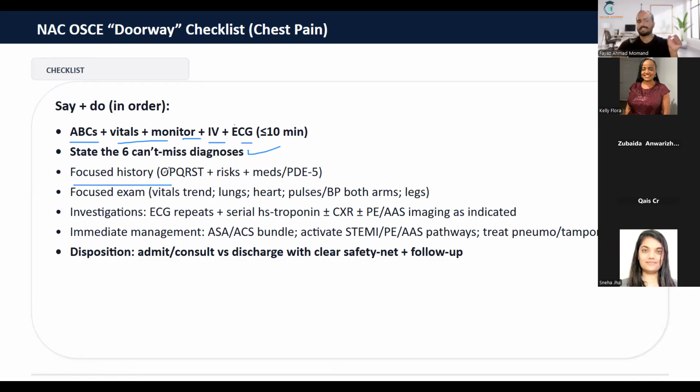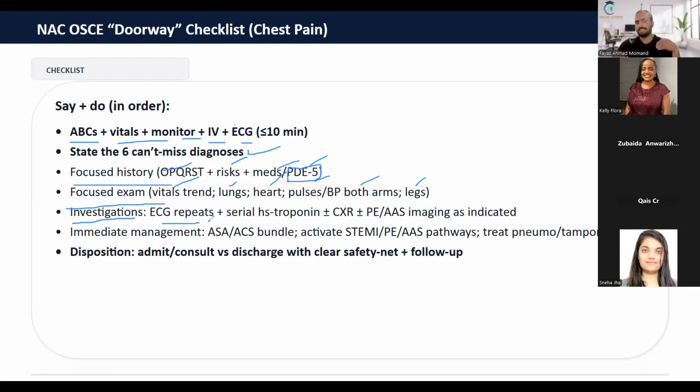Take a focused history, OPQRST. This sounds more natural when you're taking history for chest pain. If you are not used to this structure, use whichever structure is more natural to you so that you maintain your flow. Assess the risks and medications, specifically phosphodiesterase 5 inhibitors. Do a focused exam: vitals, lungs, heart, pulses, BP in both arms and in legs if you think it would yield positive findings.